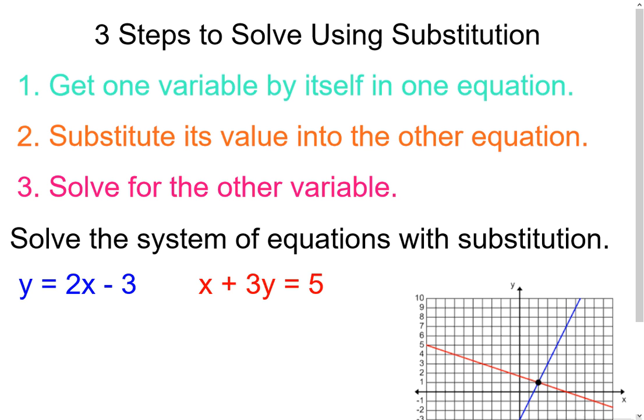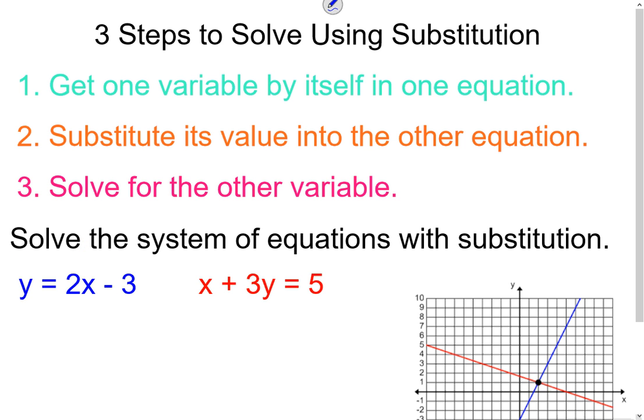Get one variable by itself in one equation. Now what I'm going to encourage you to do is to take a look at the 2 equations you're working with and figure out which one's going to be easiest to get one of the variables by itself. Now in my first example here, it's really easy because the blue equation already has the y all by itself. I don't have to do anything. I'm done with step 1 before I even started.